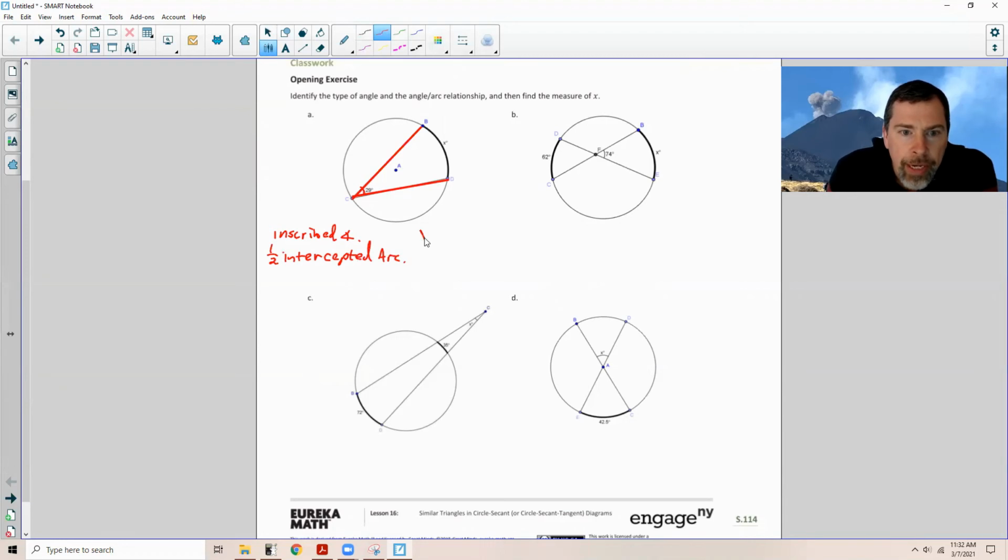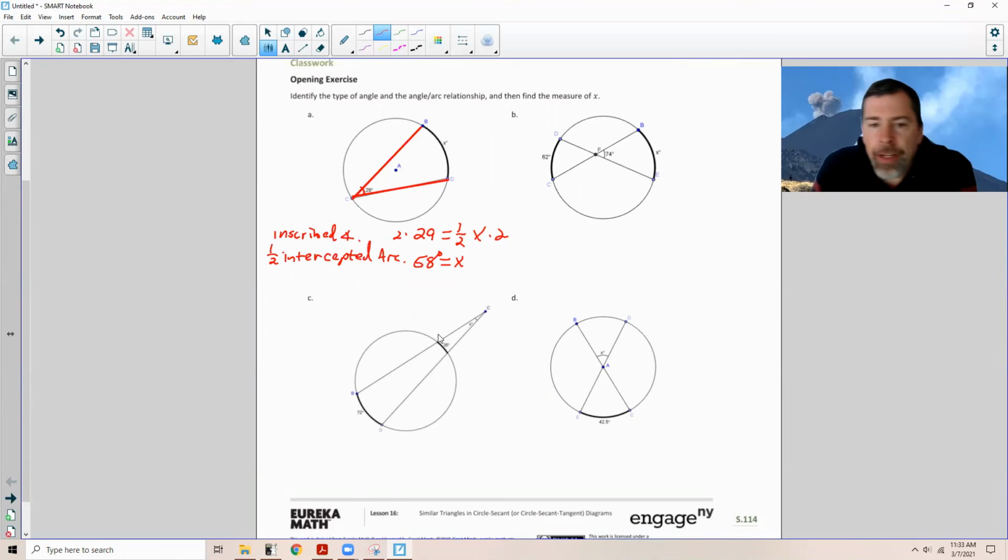Okay, so x equals half the intercepted arc. So actually the way we could write this is the angle measure 29 equals one half x, or half the intercepted arc. So 29 degrees is half of this arc. To solve this, we multiply both sides by 2. So therefore x would equal 29 times 2, which is 58 degrees. Okay, so there we have it.